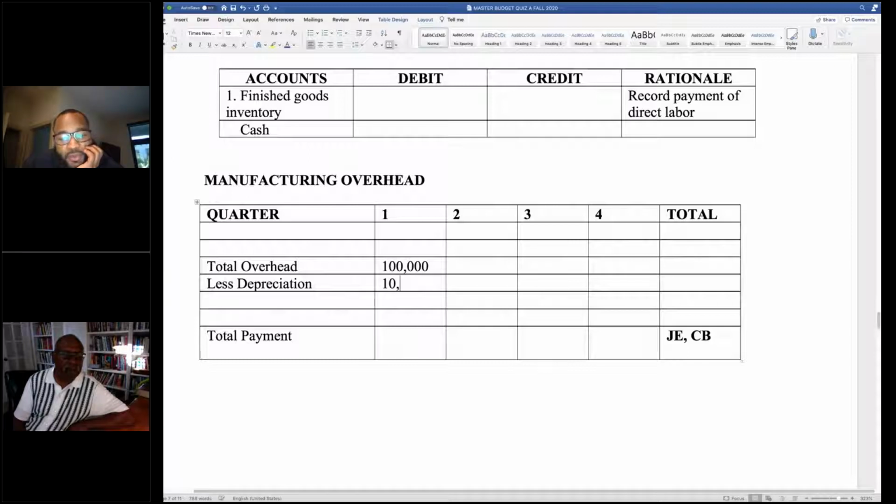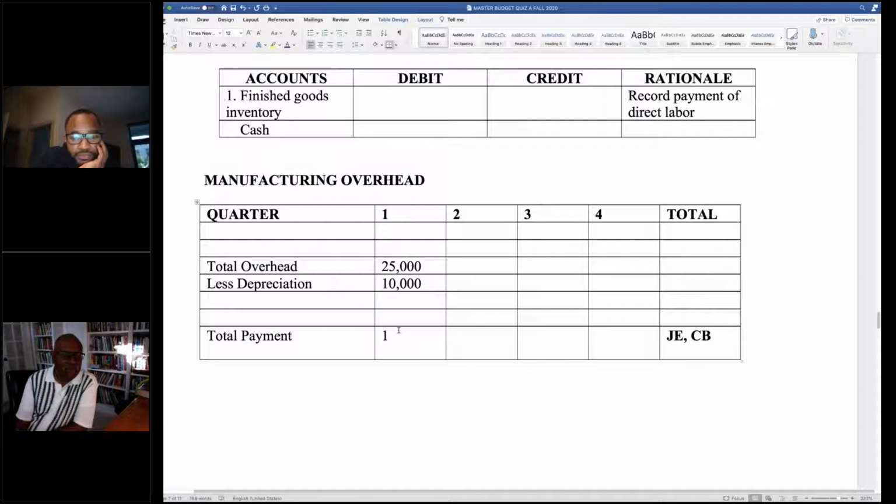Professor Boyd, these numbers are coming from up top, correct? From the assumptions, yeah. And so your total payment is going to be what? 110. But for the 100,000, would it be like 25,000? Because 100,000 is for all 4 quarters. 25,000, right. You break it up evenly. For each quarter it has a certain amount. Yeah, and it's in the assumptions.